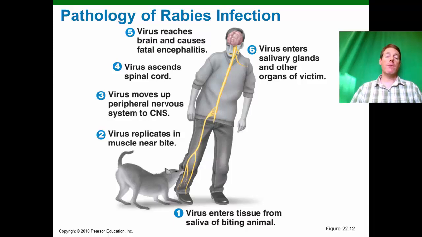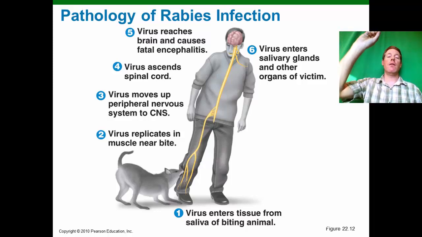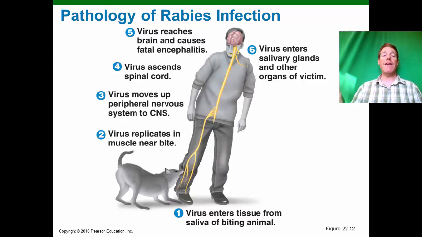The way this infection works is, go to step 1 at the bottom of this diagram. The virus enters your tissue from the saliva of a biting animal. It's carried in the saliva of an infected animal. The virus then replicates in your muscle near the bite. In step 3, the virus then moves up your peripheral nervous system to your central nervous system, ascends the spinal cord, and reaches the brain ultimately, where it causes eventually fatal encephalitis if the disease progresses this far.